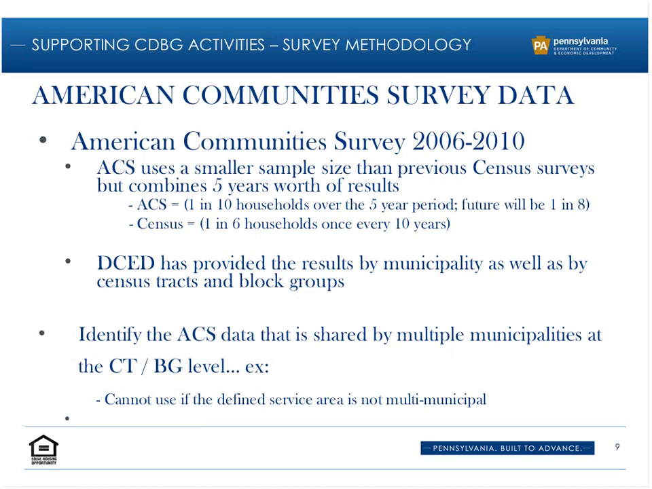So what is the American Community Survey? It's a new way of obtaining information on certain demographics in the community and replaces the census data. What HUD has done is combined 5 years' worth of data to provide us the latest data we're to use for these area benefit activities. We recognize that ACS uses a smaller sample size than the previous census surveys, but it is combining 5 years' worth of results, which makes it more up-to-date.